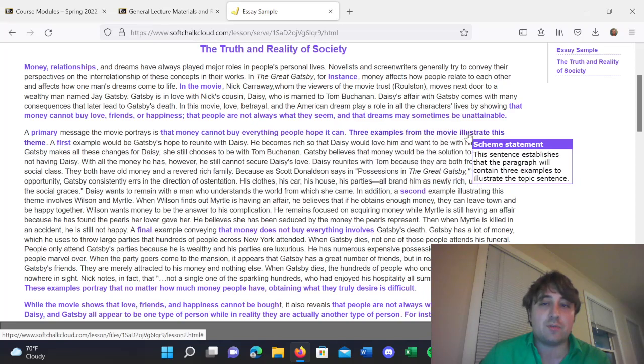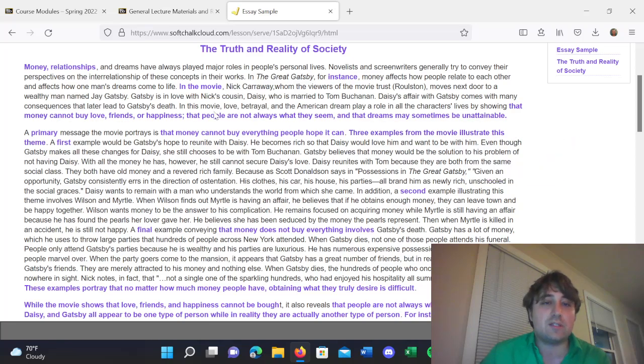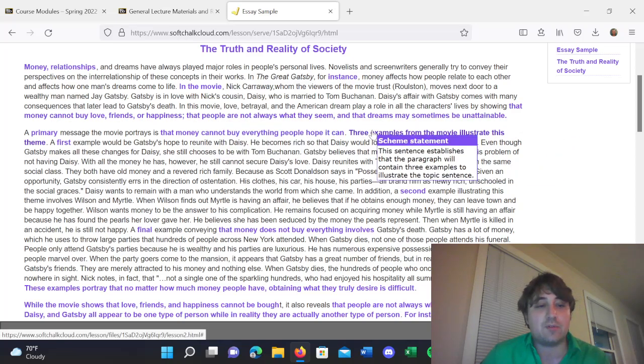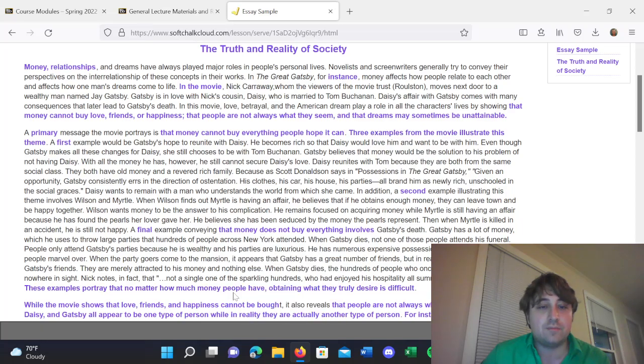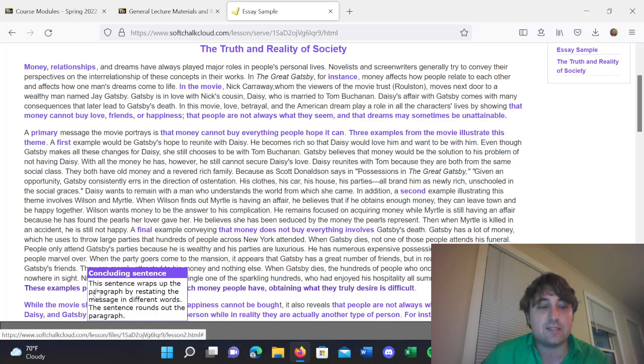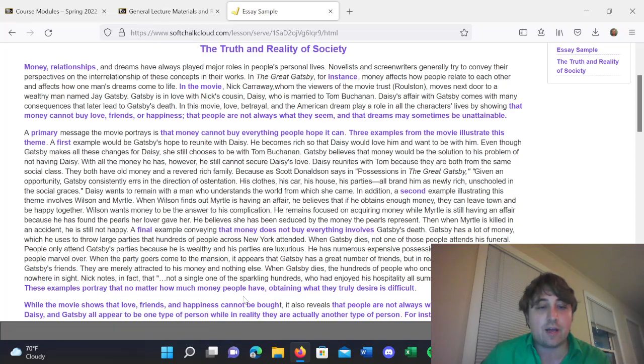3 examples from the movie, right? So how are we going to support this thesis? We're going to look at 3 examples from the movie. And then notice that down here, we refer back. These 3 examples portray that no matter how much money people have, obtaining what they truly desire is difficult. So notice that this concluding sentence ties the topic back to the thesis. The 3 examples support the thesis.